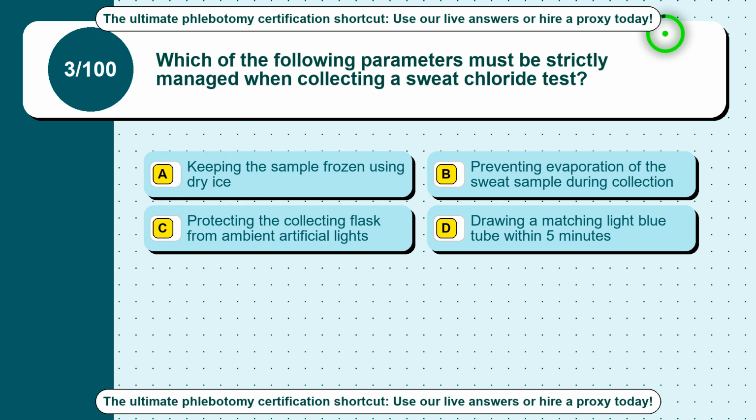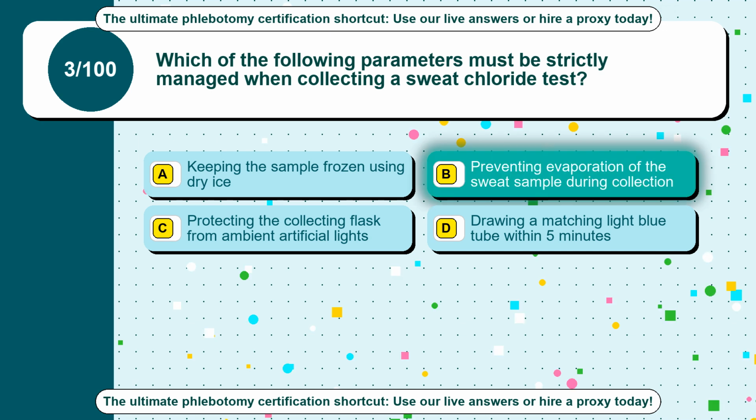Question 3. Which of the following parameters must be strictly managed when collecting a sweat chloride test? Option A, keeping the sample frozen using dry ice. Option B, preventing evaporation of the sweat sample during collection. Option C, protecting the collecting flask from ambient artificial lights. Option D, drawing a matching light blue tube within 5 minutes. The correct answer is option B, preventing evaporation of the sweat sample during collection.